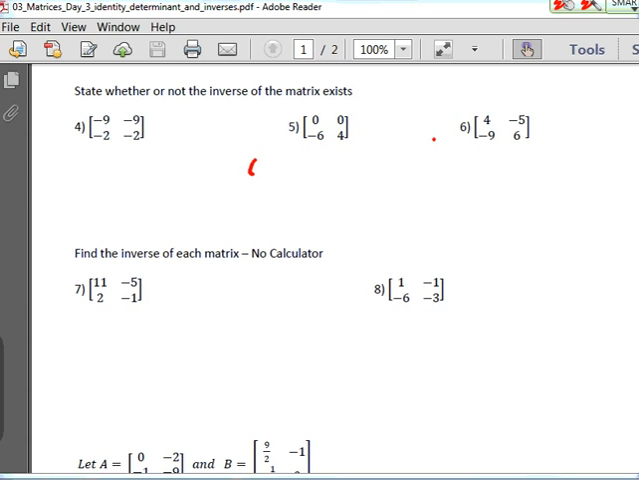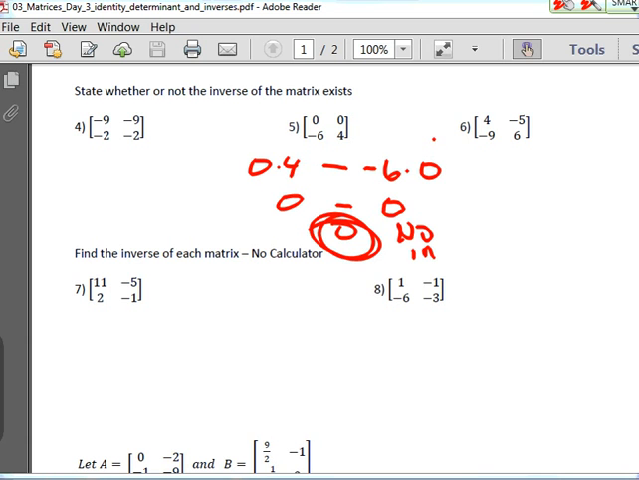Okay, let's try number 5. You should have said 0 times 4 minus negative 6 times 0. Well, 0 times 4 makes 0, minus 0 times anything makes 0, and it's 0. So this one does not have an inverse. No inverse on this one.